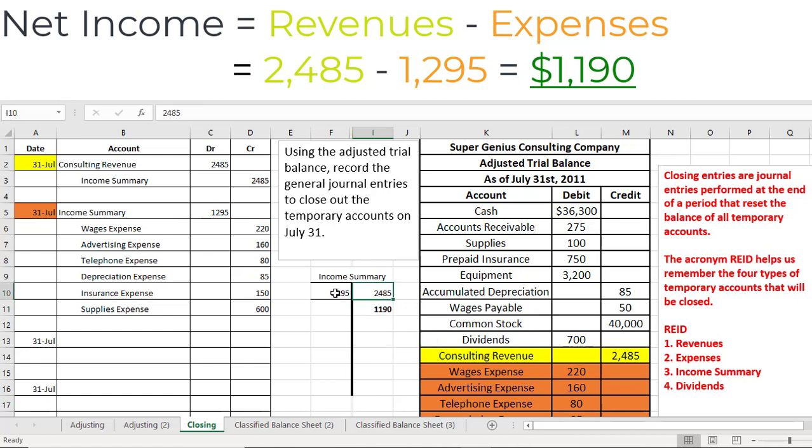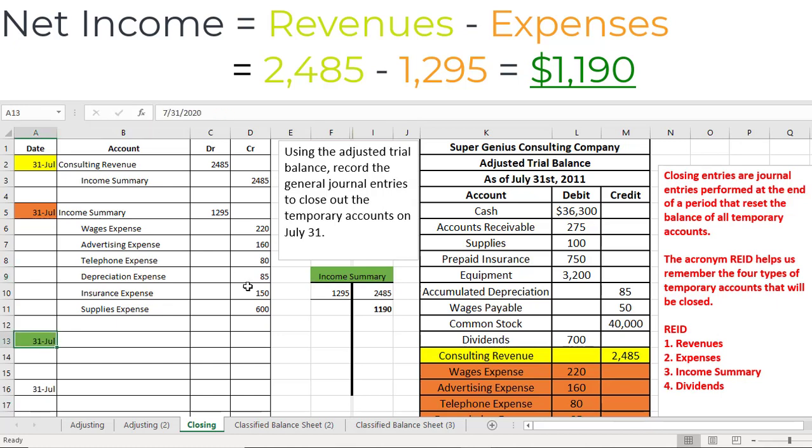Now there are two possible situations for the balance of income summary. If your revenues are larger than your expenses, you're going to have a credit balance for income summary, and that's the most common case, and that means you have positive net income. But if your debits are larger than your credits, then that means you're going to have a debit balance for income summary, which represents a net loss, and that's going to slightly change the journal entry.